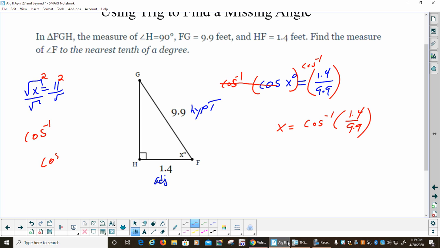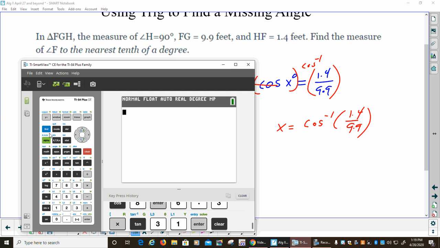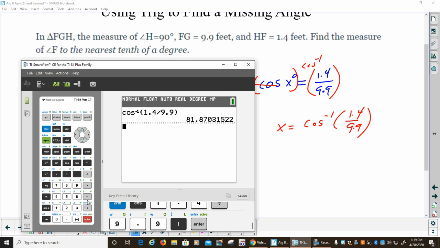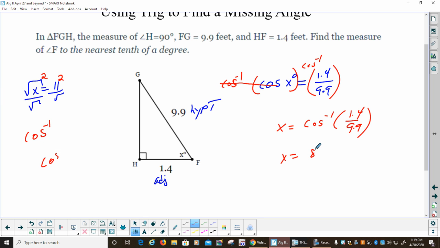And all you have to do to type it in your calculator is to get that blue, I hit the second button. There's the inverse cosine. And you just type in 1.4 divided by 9.9. Enter. And it says round to the nearest tenth of a degree. There's the nearest tenth. That's 5 or bigger, so it's 81.9. X is equal to 81.9, and you need the degree symbol because you're solving for an angle in degrees.